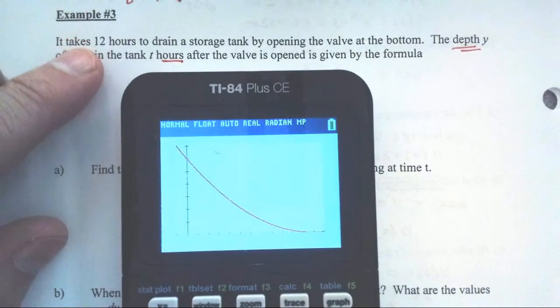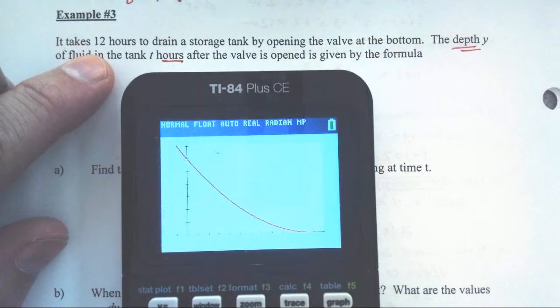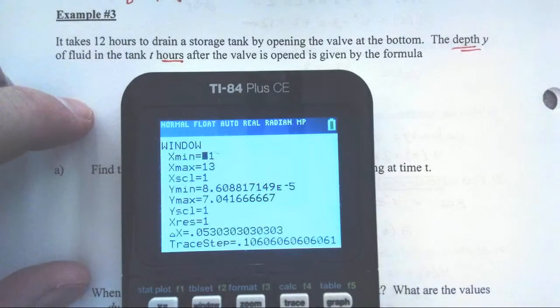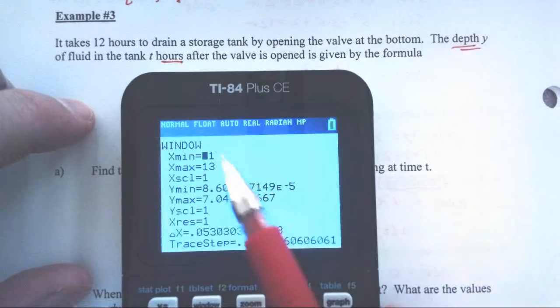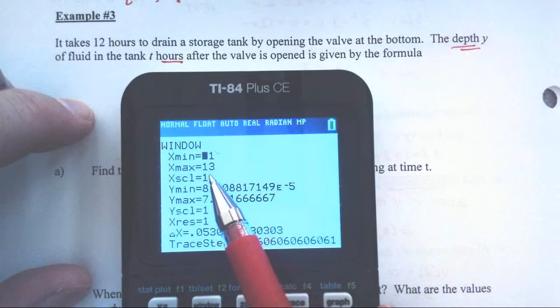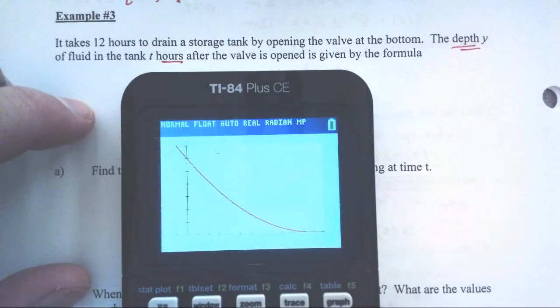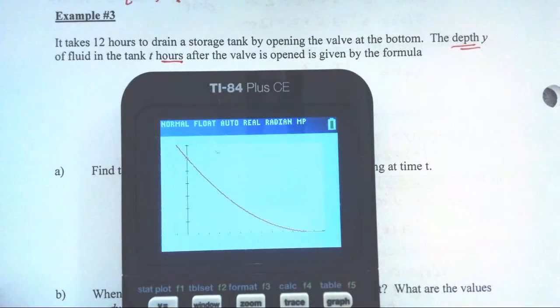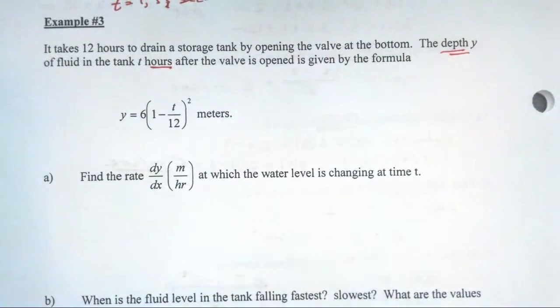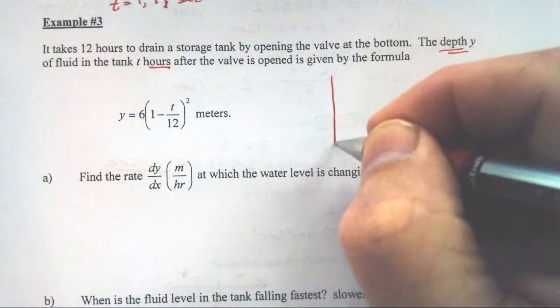But because it says it takes 12 hours to drain, I'm assuming we're starting at 0 and running to 12. So how I graphed this was I went window a little bit to the left of 0, negative 1, a little bit to the right of 12, 13. And then I hit zoom fit to come up with this graph. We can do this without the graph, but I think as we're learning to interpret these kinds of problems for the first time, the graph might be helpful to us. So I'm just going to sketch that.